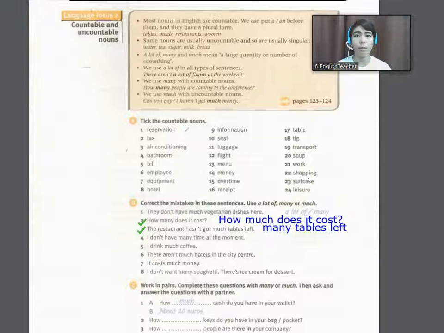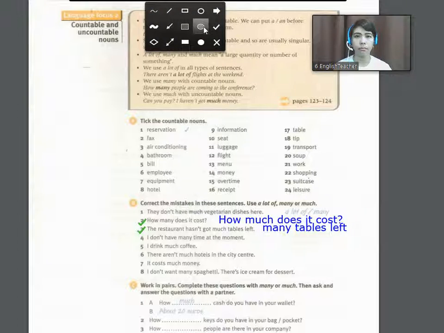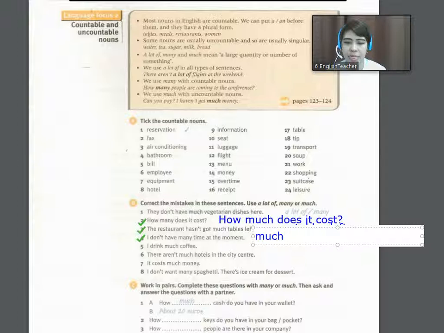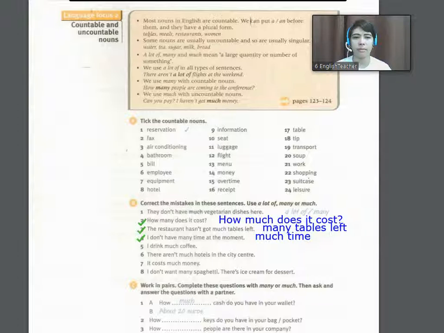Okay, next one, number 4, we have there, I don't have many time at the moment. So it's a wrong sentence. We have to use much in this sentence. So I don't have much time at the moment. Very good. Okay, so next one, I drink much coffee. That is a correct sentence. Another sentence that you can use is also, I drink a lot of coffee. Okay, very good.